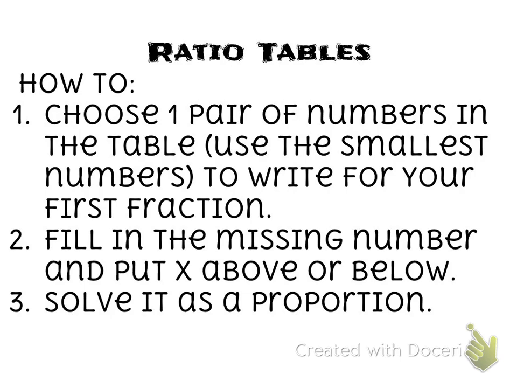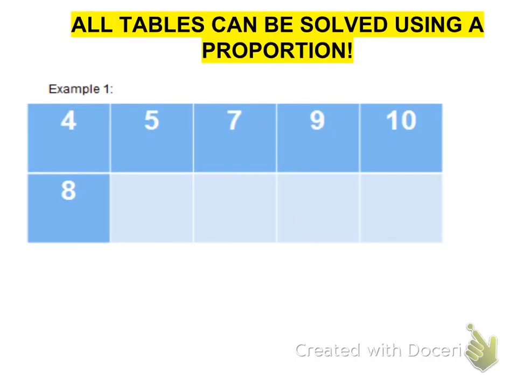So choose one pair of numbers in the table, and sometimes there is only one pair. I use the smallest numbers if there's more than one, like we talked about before, to write your first fraction. So you're going to write one fraction, then fill in the missing number and put x above or below and solve it as a proportion, just like we've been doing. So let's go straight to the first example. You have this one, it should be on your notes. You see it? Okay, so let's go ahead and start this one together.